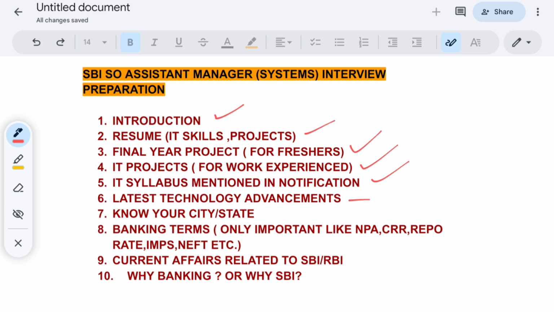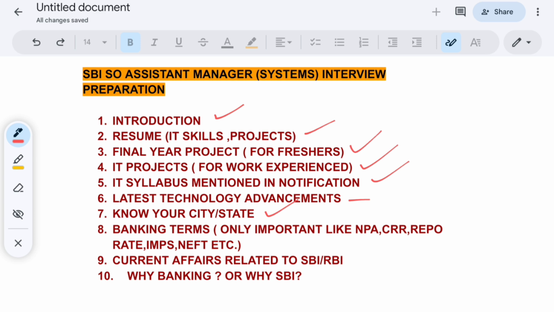And the seventh point is also very important. You should know about your city and state. When you give your introduction, you will mention your city or state, so they can cross question you on it, like what is famous in your city, or any famous place there, so you can tell them.